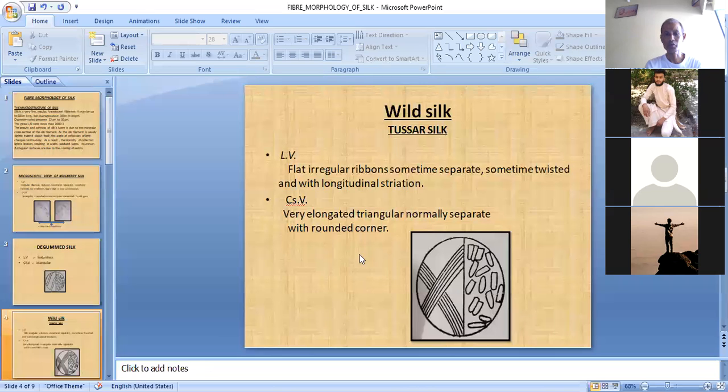And cross-sectional view is very elongated, triangular, normally separate with rounded corners, like this. So these are the three types of microscopic view we have taken: longitudinal and cross-sectional view of mulberry silk, that is domesticated silk at raw stage, then degummed silk, and wild silk.